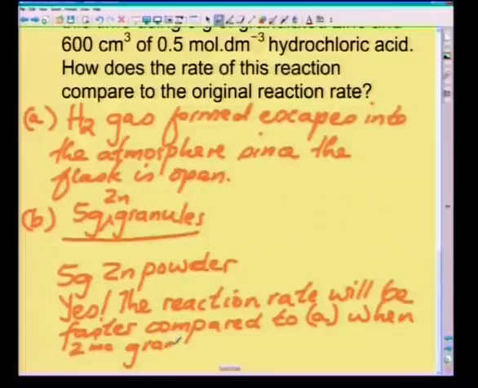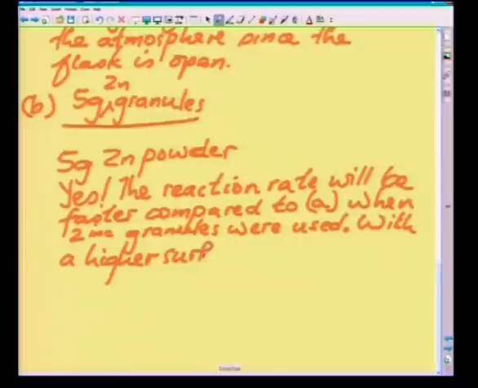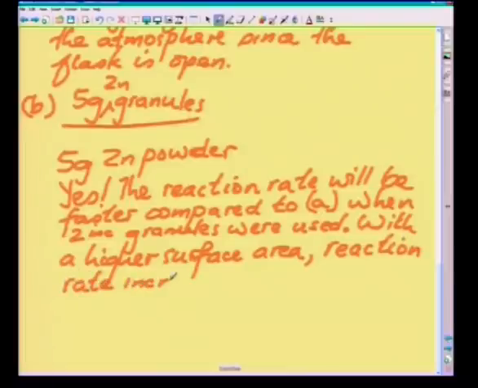Zinc granules were used. Okay, so that's what we can say. What backs us up in this conclusion is that with a higher surface area, the reaction rate increases. Okay? Reaction rate increases. Okay. Now, this is the understanding we should be having.